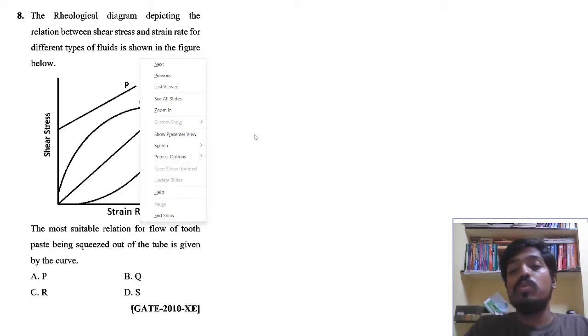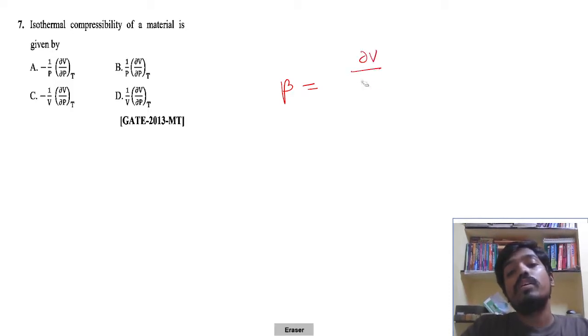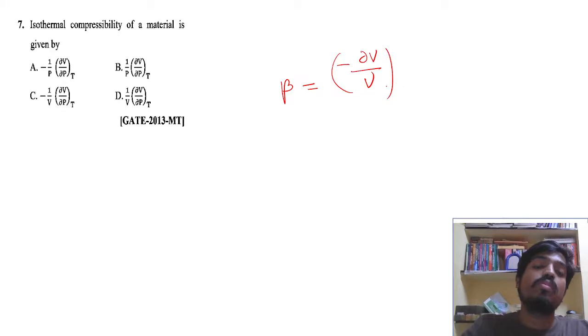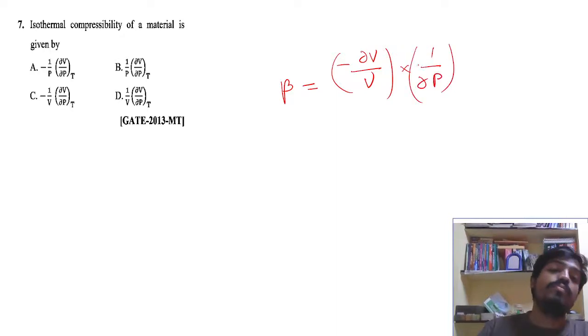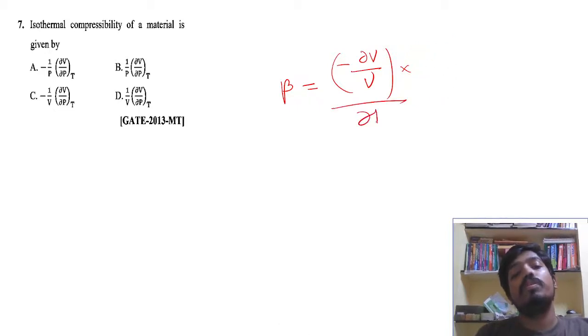Isothermal compressibility. Compressibility beta is equal to the rate of change of volume by original volume to the change in pressure. Actually, it should be 1 by volume divided by dou P, but I can write it this way: minus dou V by dou P. C is the answer.